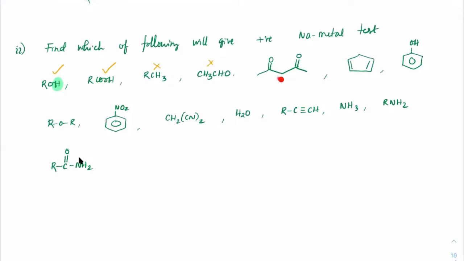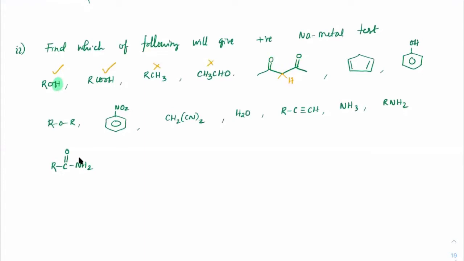Here this is highly acidic, because if you remember, this pK value is coming close to 11. The hydrogen which is present here is acidic because the minute you remove this hydrogen, the negative charge will get resonance on both the sides.